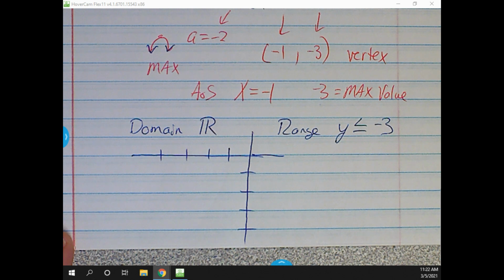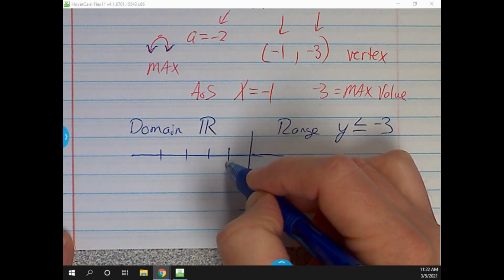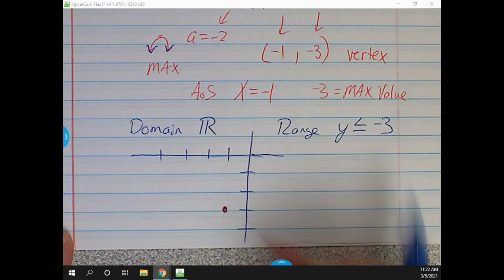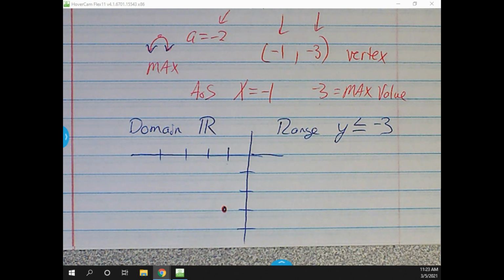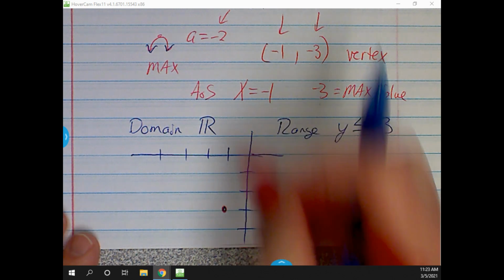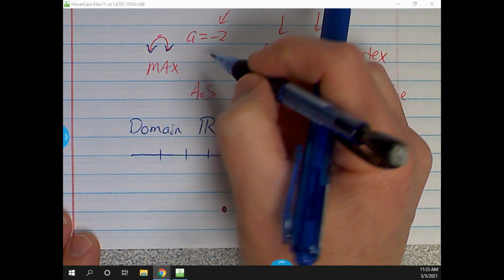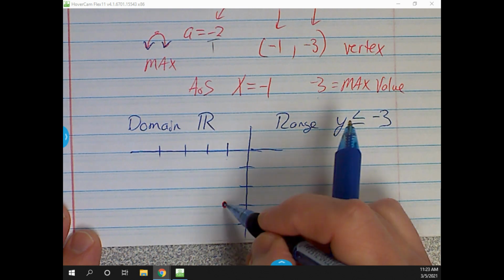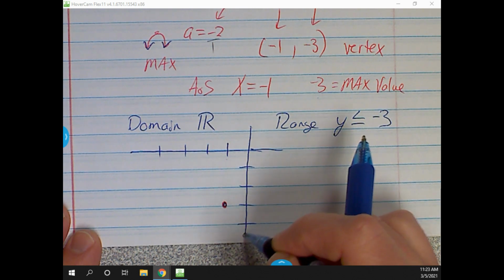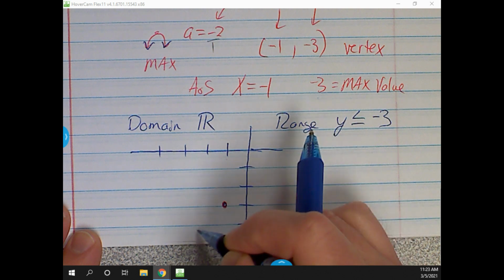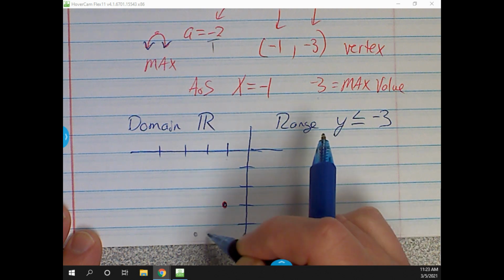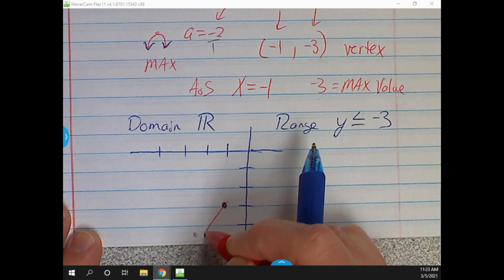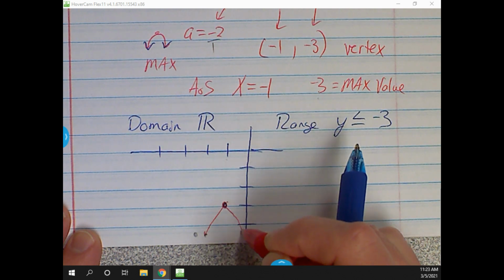Okay. Vertex at -1, -3. 1, 2, 3. So that's going to get us right there. Barely going to get it in. All right. So it's -2. But again, we'll use a shortcut here. To get to the next point, we're going to go down 2 over 1. So down 2 over 1 would put us right there. Down 2 over 1 would put us over here. So just barely going to get this thing in, but we'd have a graph that would go off and do something like that.